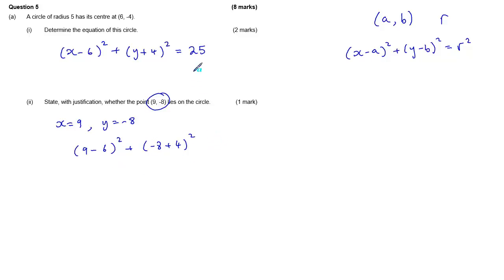That's important. Don't write down the equals 25 here. We want to get this to be equal to 25 eventually. So that's going to be 3² + (-4)², which is 9 + 16, which is 25. And the fact that that is the same as the right hand side here shows that the point lies on the circle because it satisfies the equation.